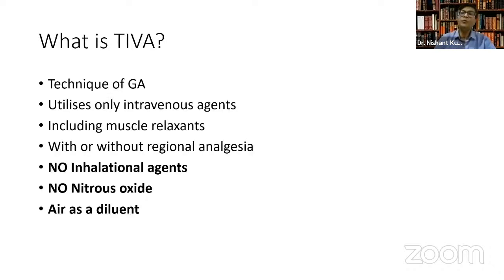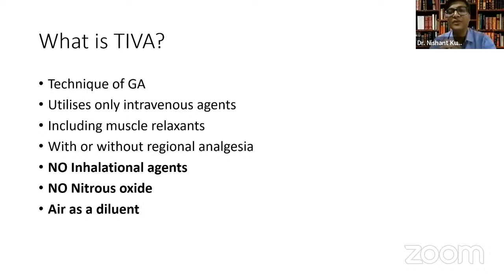Now, what is TIVA, or what is total intravenous anesthesia? It is simply a technique of general anesthesia or sedation or analgesia, which utilizes only intravenous agents, including muscle relaxants. Now, there's a common misconception that TIVA means that you're not going to use muscle relaxants.